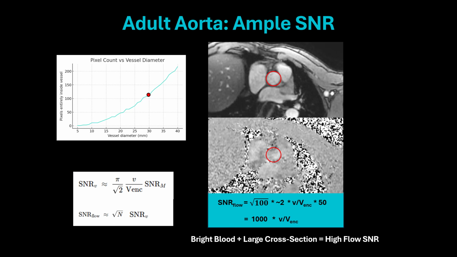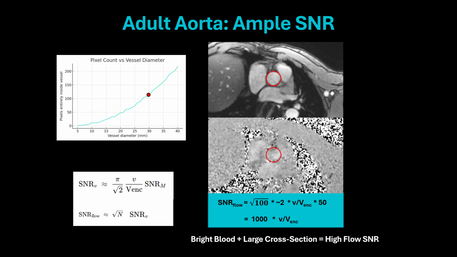Think about that. Even if we raised the Venc tenfold, drastically lowering sensitivity, flow SNR would still be about 100 to 1. That's roughly 1% uncertainty.